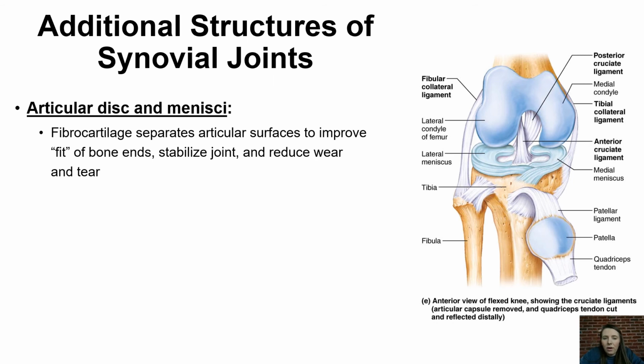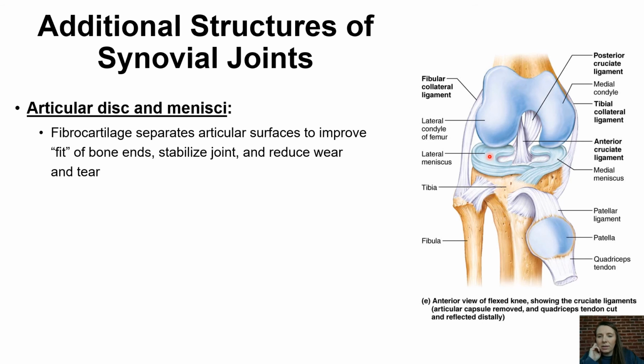Essentially these are just fibrocartilage that are separating the articular surfaces, and the whole point of having these is just to really improve the fit of the bone ends, to help stabilize the joint and reduce the wear and tear. An example here that I think most people are familiar with are the menisci located in your knee joint, your medial meniscus and your lateral meniscus, and these are like little shock absorbers.